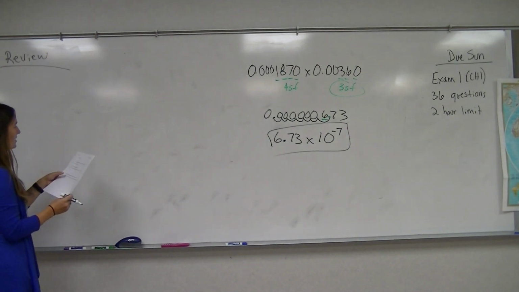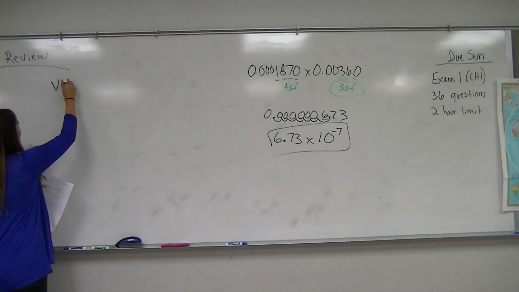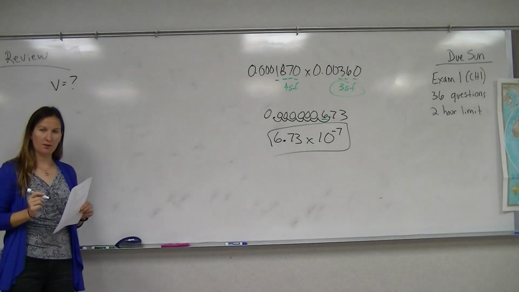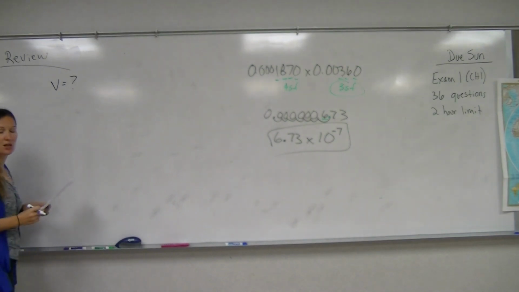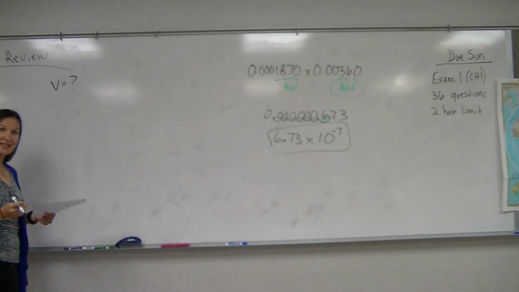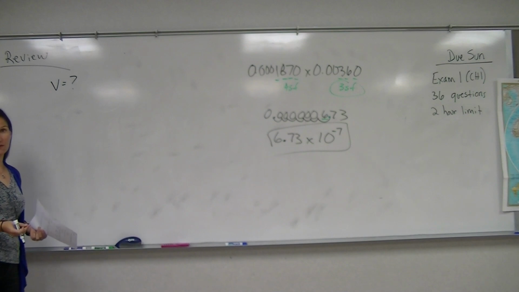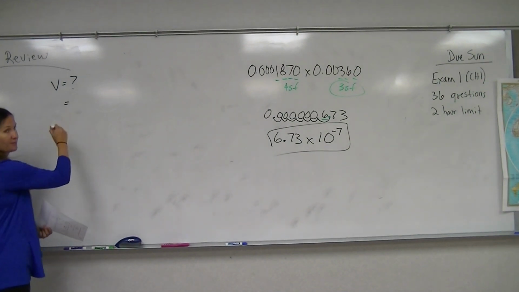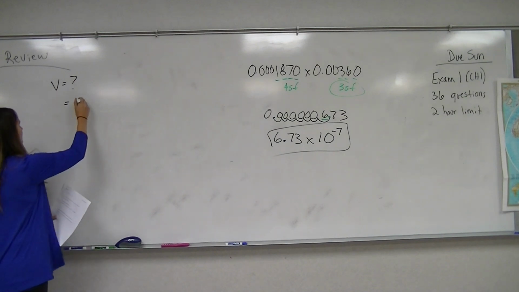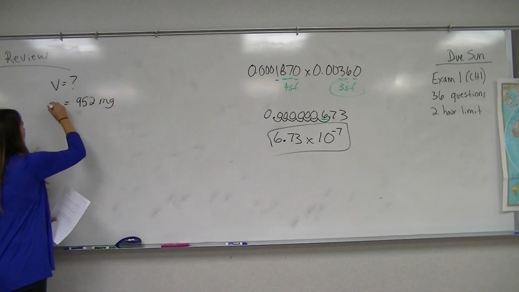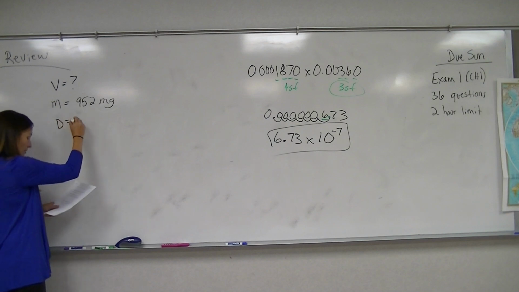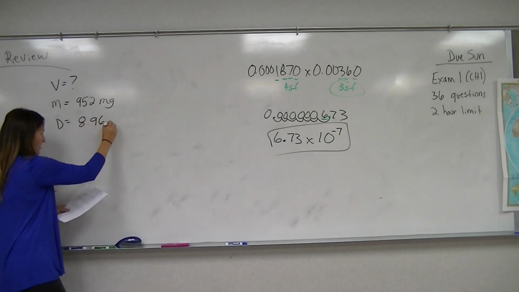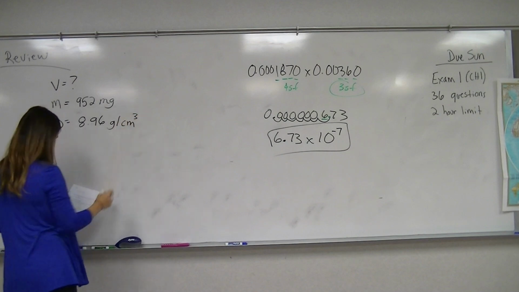So it's saying calculate the volume. So what that's telling me is volume's my unknown, volume's my question mark. Then it says of 952 milligrams. So milligrams, that is my hint to what that number stands for. Milligrams is a mass, just like grams is a mass, right? Just a different prefix. So I'm going to put that 952 with an M by it. And then it gives me the density of copper, which is 8.96 grams per centimeter cubed.